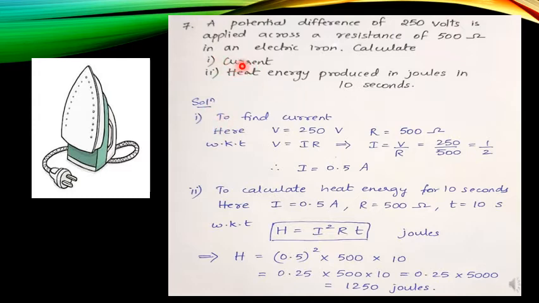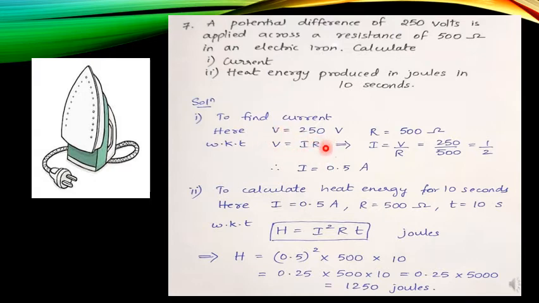First one, to find current. What information is suitable to find current from the question? It is given that voltage is 250 volts, isn't it? So V is 250 volts and R is 500 ohms. What is R? R is resistance. Then we know that V is equal to IR, isn't it? We got this from Ohm's law.